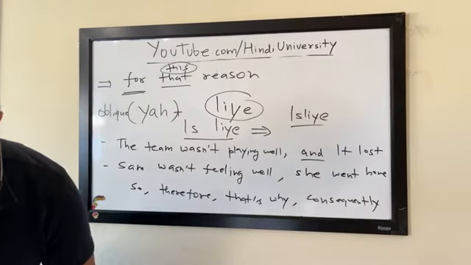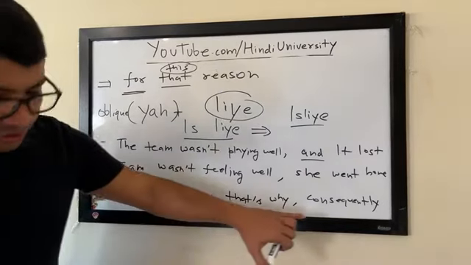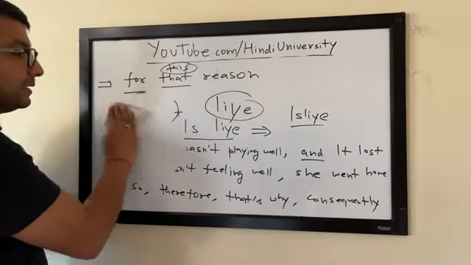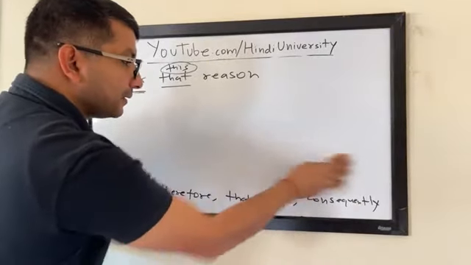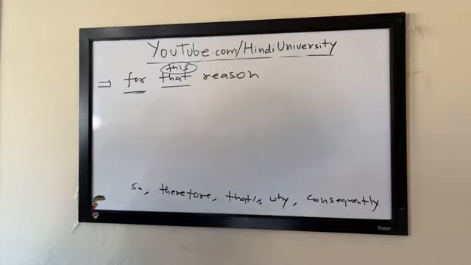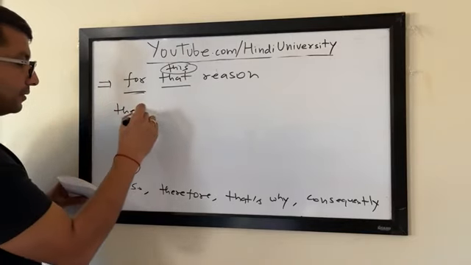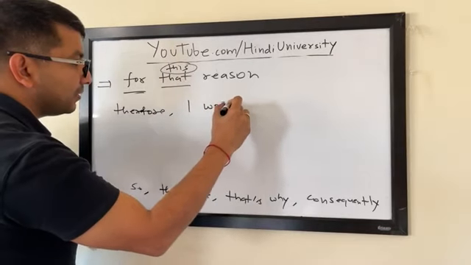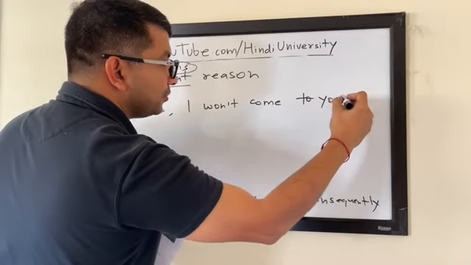Okay. So, think about this one. All we are doing is "so", "therefore", "that's why", or "consequently", or "for that reason". Now I'm gonna start with very simple sentences. And you want to say, for that reason, I won't come to your house. Or therefore, I won't come to your house.